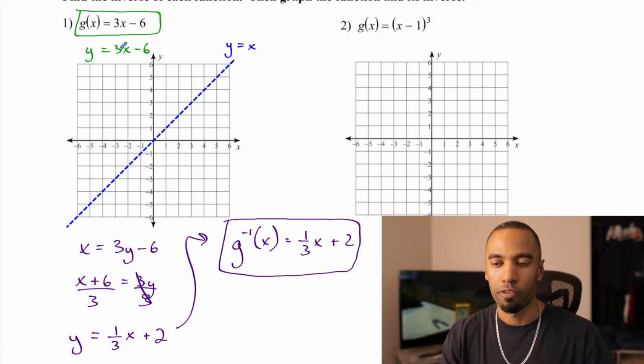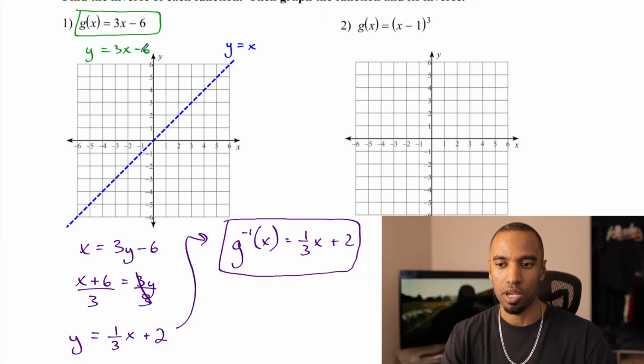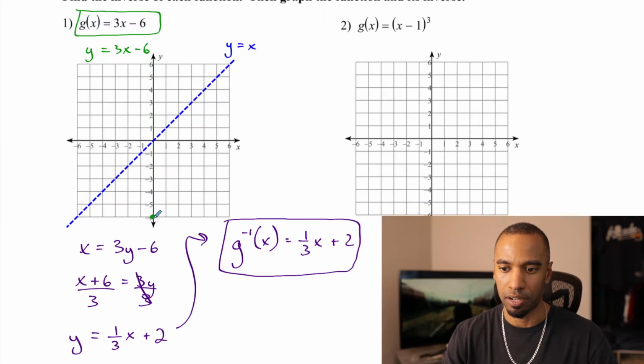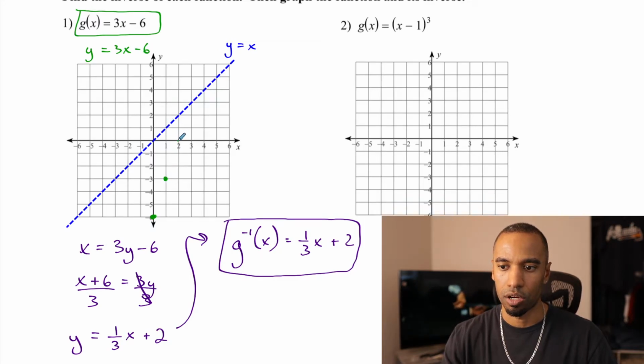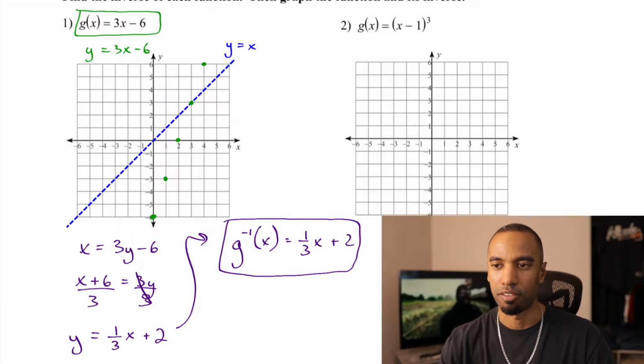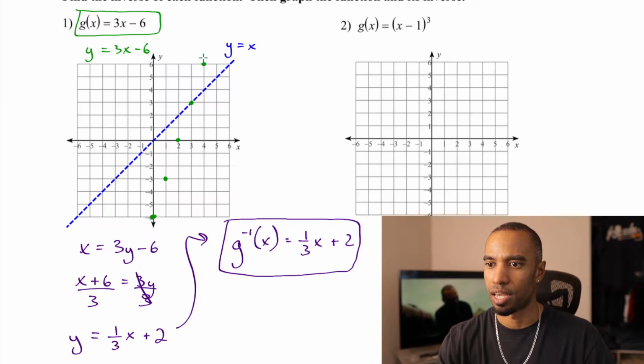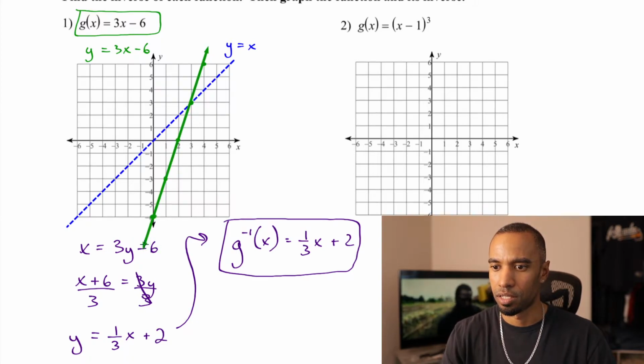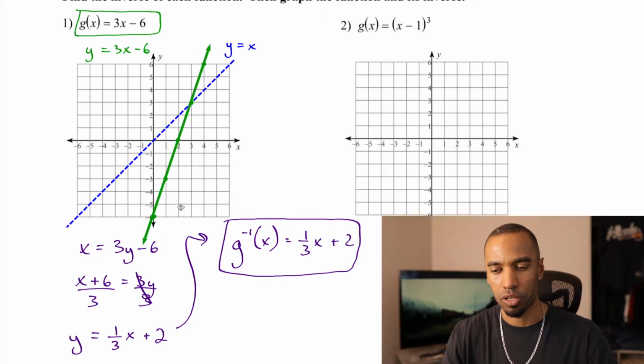Okay, so let's do the first one. 3x minus 6. That means a y-intercept of negative 6 right here, and a slope of 3 means up 3 over 1. Up 3 over 1, up 3 over 1, like this, etc. And then you have a line that goes like that. Okay, so that's this guy right here. So there's that g of x. That's the original function. What does the function's inverse look like?